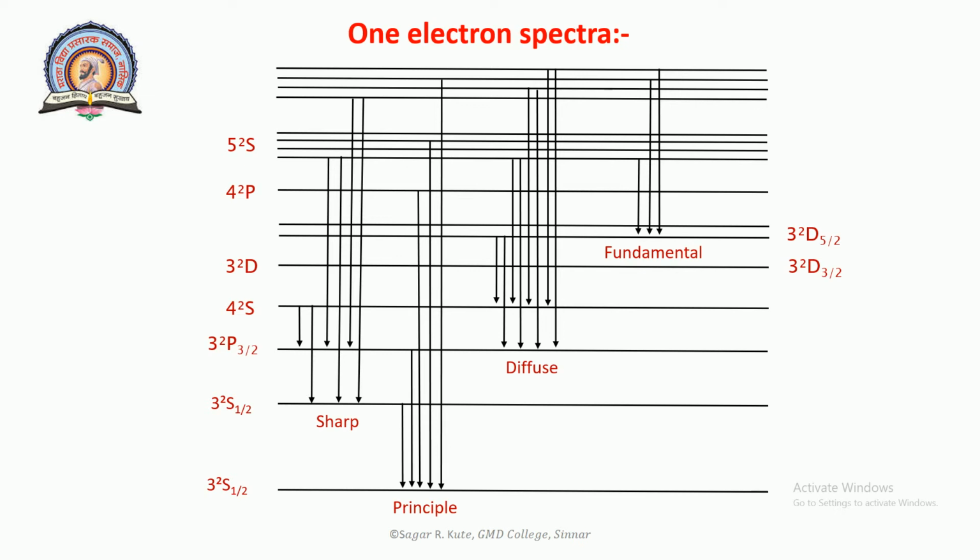These lines are due to transition from the P state to the lower S state. The lines in the P, D, F series are doublets and are said to show fine structure. Since there is only one value of J, the ground state of sodium is called a singlet.